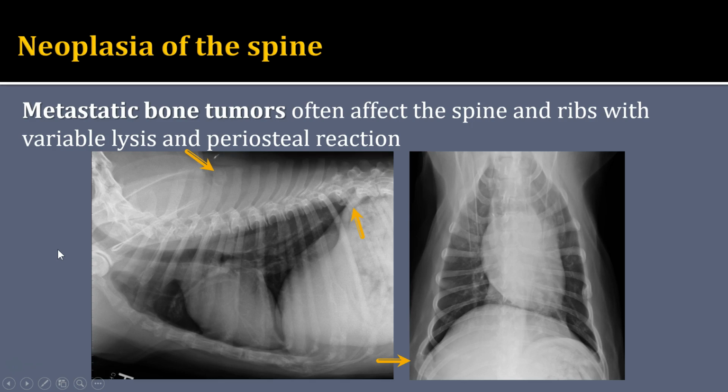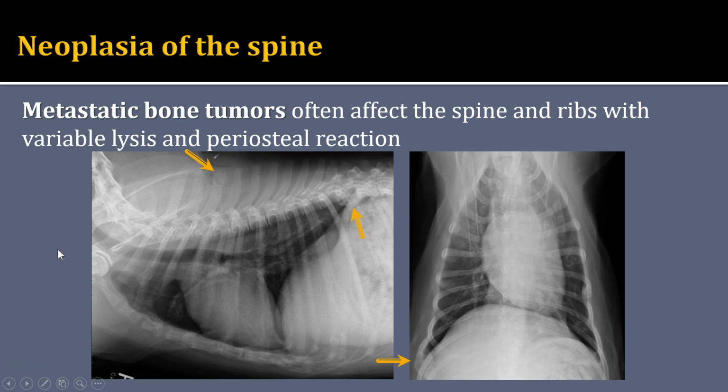Metastatic bone tumors oftentimes affect the spine and the ribs, and they will have variable lysis and periosteal reactions depending upon the tumor type of origin. Remember, we discussed that carcinomas, particularly of gynecologic origin, oftentimes like to met to the spine and the ribs.